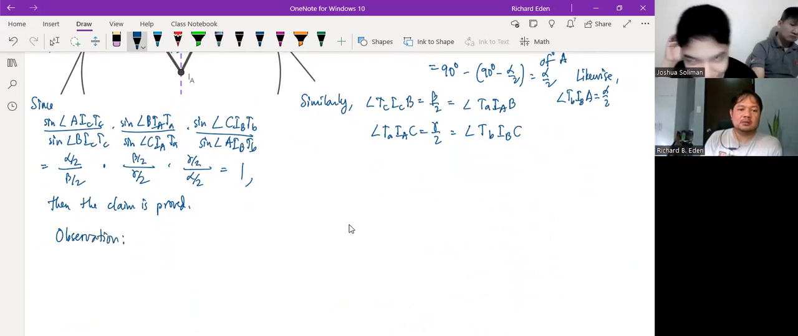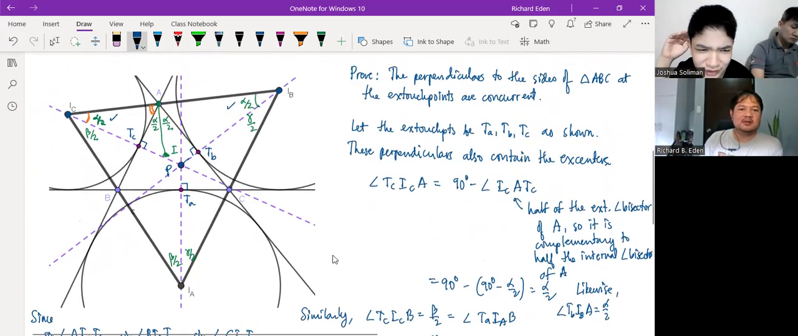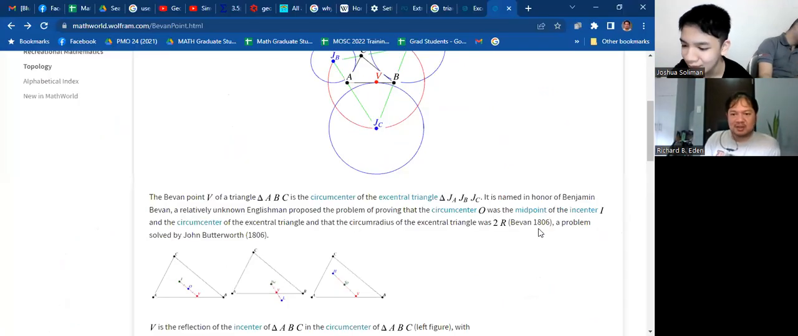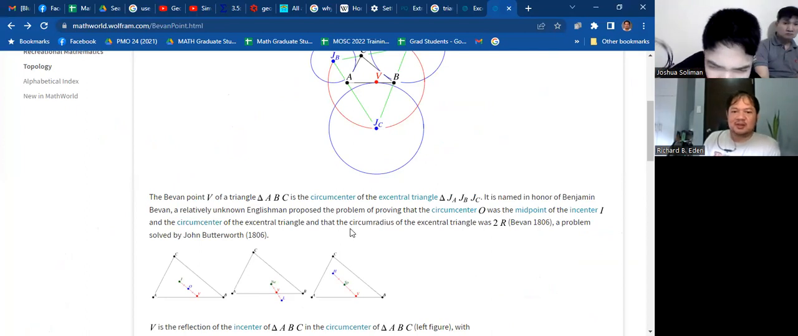Pero ano po na, ano po ng civil engineer? Yan. What do you mean? Na-discover po yan ng civil engineer. What is that? The BEVAN point. So the one who discovered it is a civil engineer, C. BEVAN in 1800s. Okay, it is named in honor. Wait, yeah. Named in honor na lang. Named in honor lang. Okay, pero but named in honor. Okay, a relatively unknown Englishman proposed. All right, a problem solved by John Butterworth.